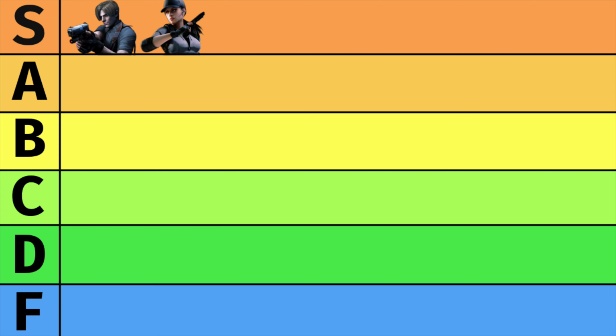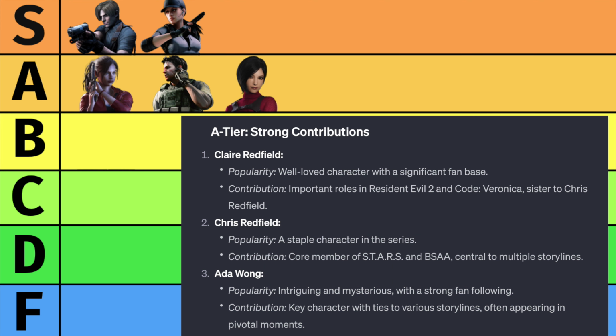Next up is A tier, which features Claire Redfield, Chris Redfield, and Ada Wong. A tier, strong contributions. Claire Redfield. Popularity, well-loved character with a significant fan base. Contribution, important roles in Resident Evil 2 and Code: Veronica, sister to Chris Redfield. Chris Redfield. Popularity, a staple character in the series. Contribution, core member of STARS and BSAA, central to multiple storylines. Ada Wong. Popularity, intriguing and mysterious, with a strong fan following. Contribution, key character with ties to various storylines, often appearing in pivotal moments.